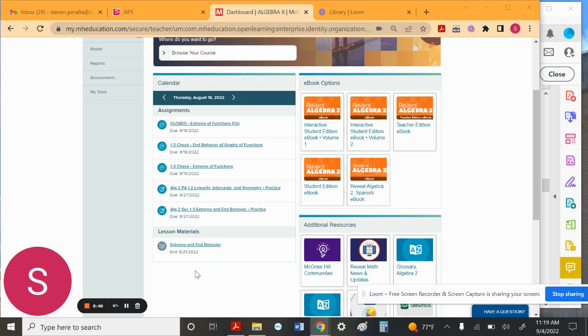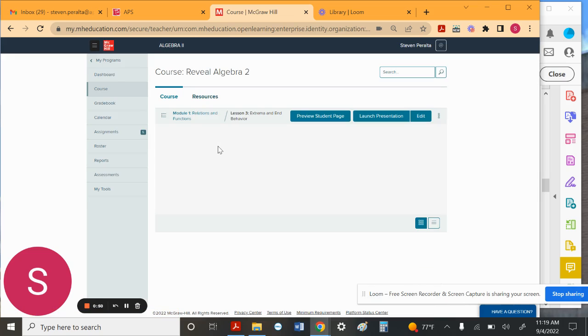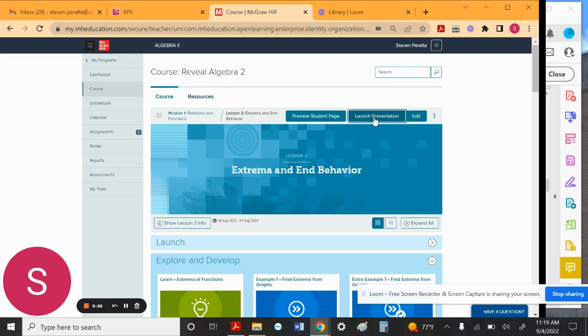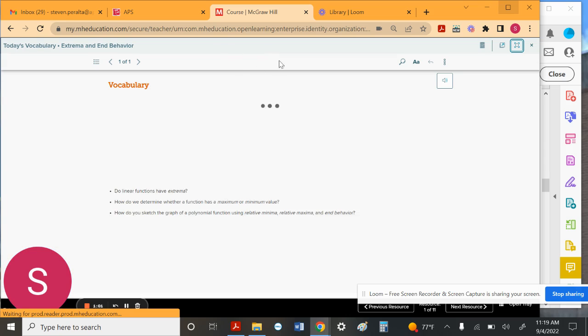And you can see under lesson materials the one that you have to get to. You'll click on that. You won't see the change date or remove. You'll just see the view. You'll click on view. And then you'll go to launch presentation. So you go to launch presentation. If you click it down, it'll go right into your Chrome.